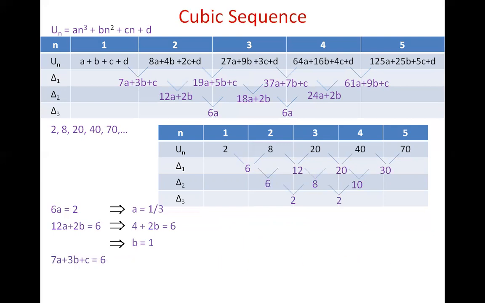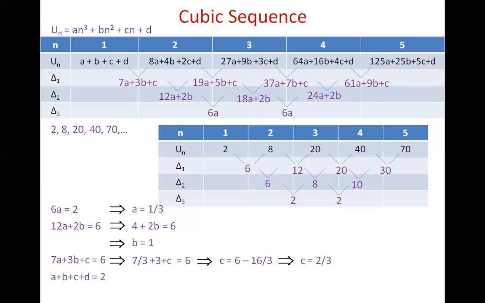Now the first level of difference you compare. 7a + 3b + c will be equal to 6. Substitute the a value, b value. A value 1 by 3 if you substitute, the first term will be 7 upon 3. B value if you substitute 1, the second term will be 3. 7 by 3 plus 3 is 16 by 3. So 16 by 3 you transpose to that side. Then the c value will be equal to 6 minus 16 by 3. If you simplify, 18 minus 16 is 2. So the c value will be 2 upon 3.